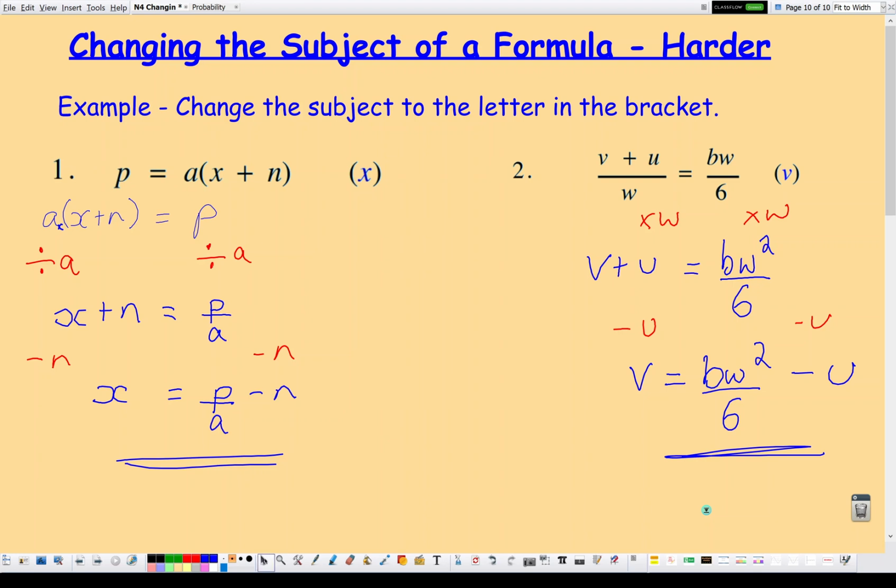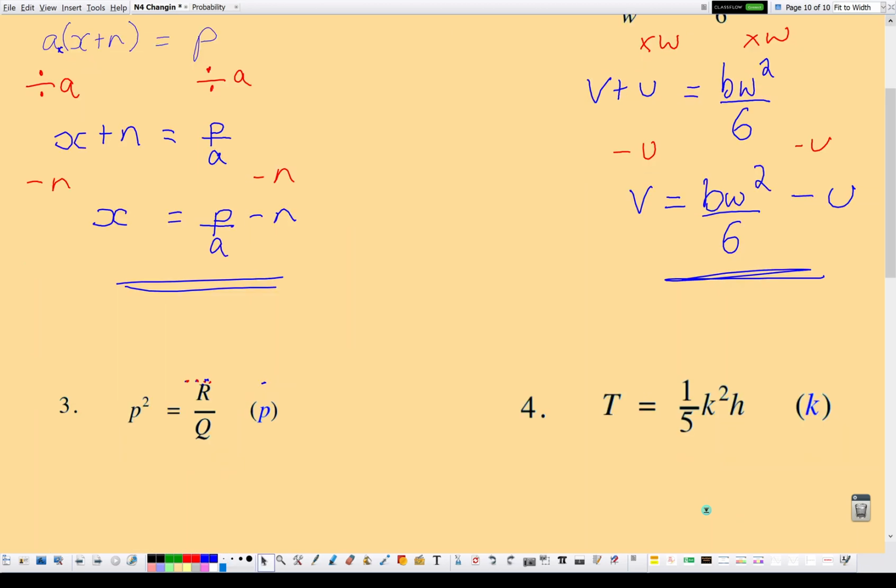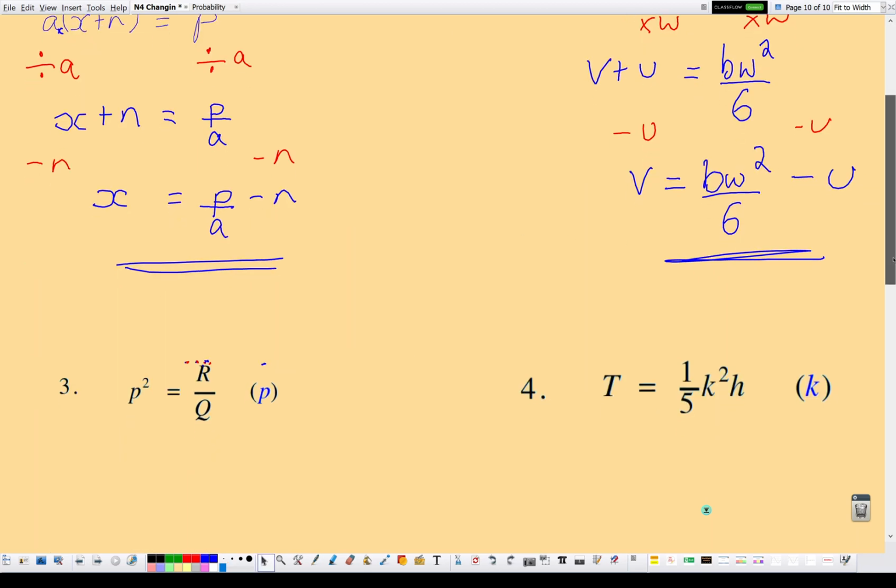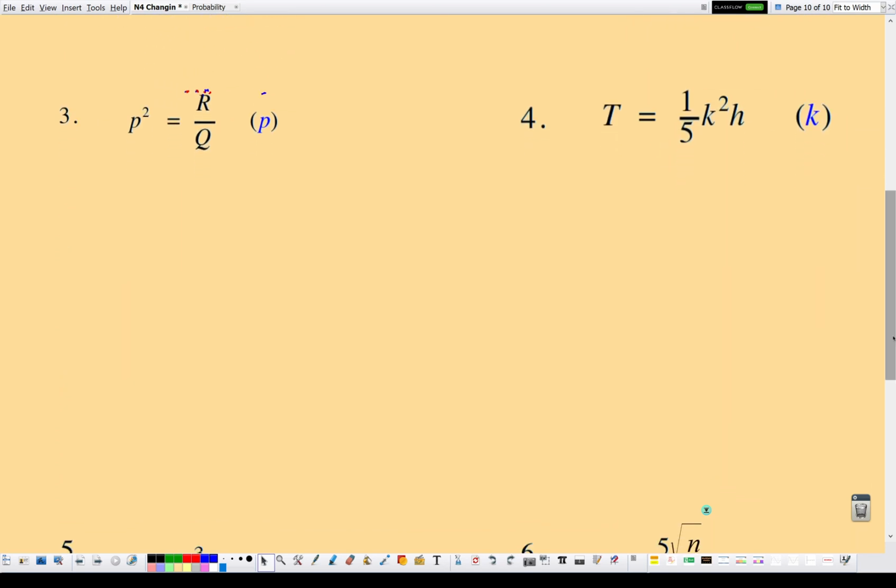Okay? That's 1 and 2 done. Now, let's go down to example 3 and 4. So this is where we're starting to bring in some squares and roots, some powers and some roots.